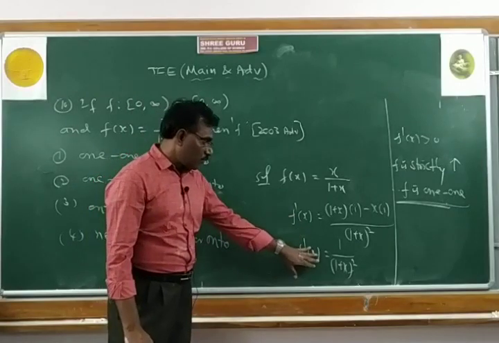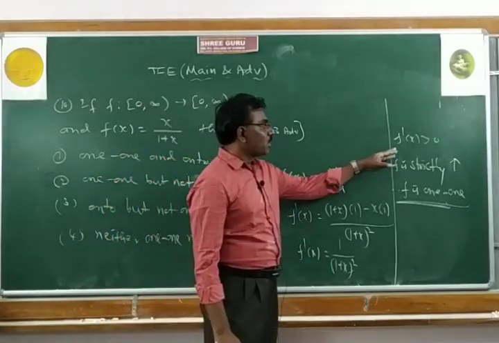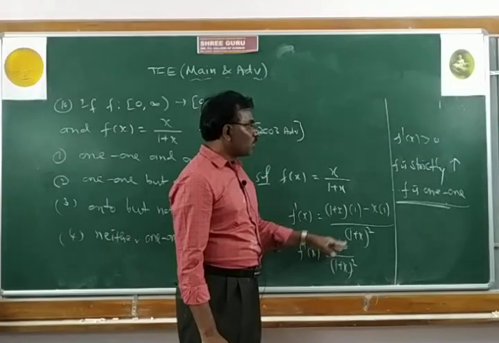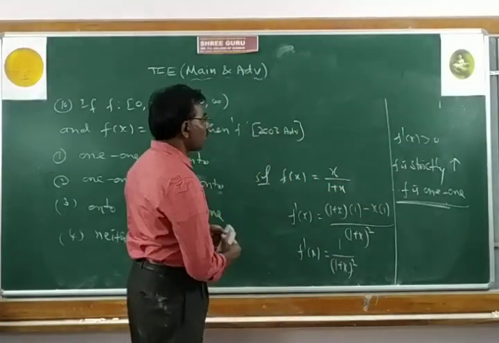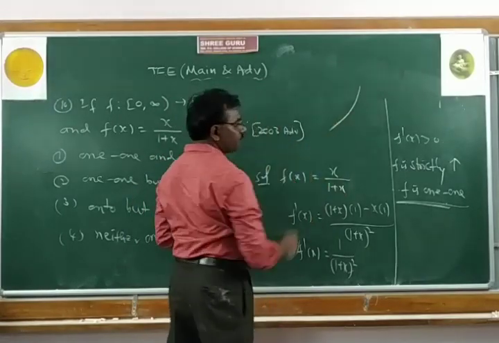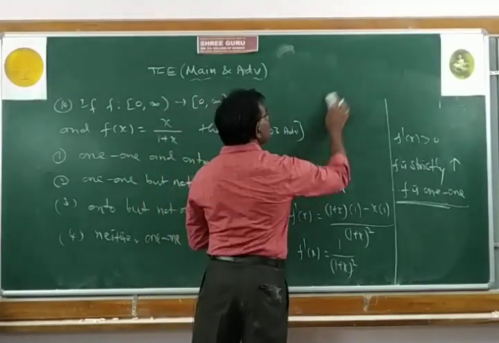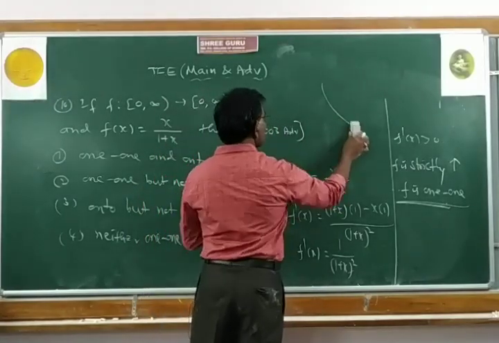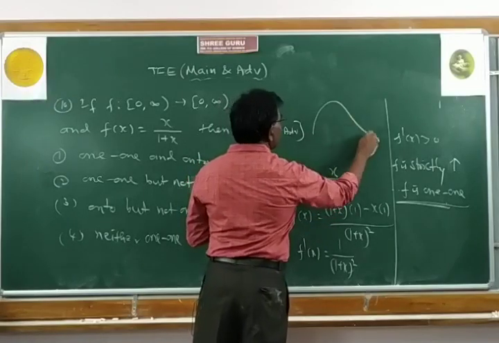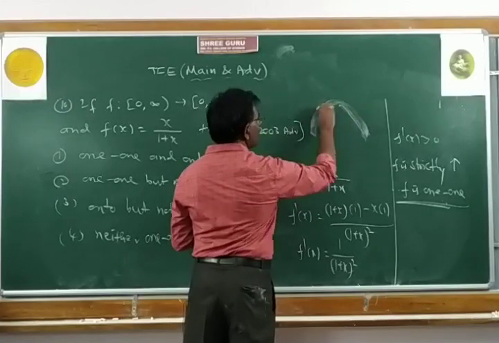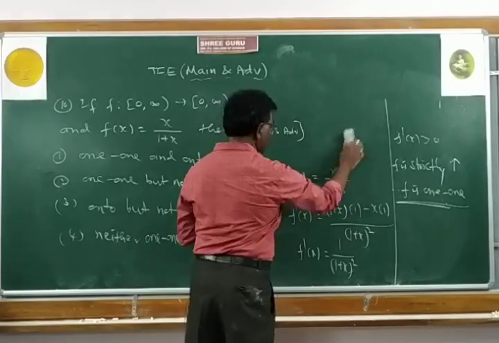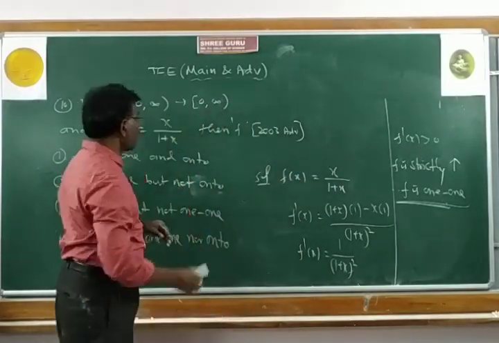So if the derivative is always positive, the function is increasing. If it is negative, decreasing. An increasing or decreasing function is one-one. Increasing function means this one, decreasing means this. Constant means neither increasing nor decreasing, where f dash of x is 0 only.